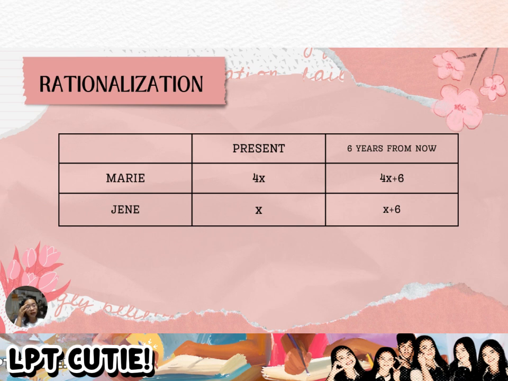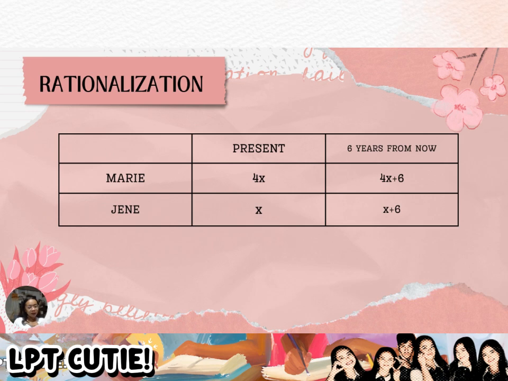So how did we come up with this answer? We just have to assign variables to our givens. For the present, we can assign 4x to Marie. And 6 years from now, we just have to add 6, so 4x plus 6. Now, let us have Jenny, to whom we can assign the variable x. And 6 years from now, Jenny will be x plus 6.